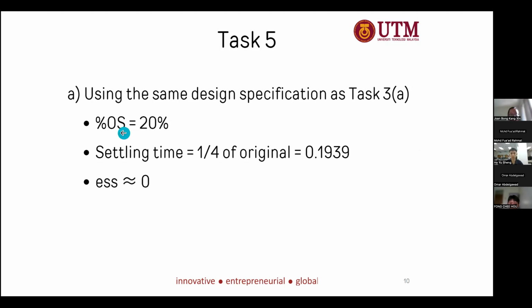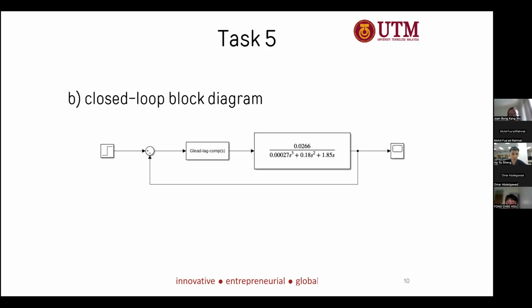Doctor, now I continue with task 5. Task 5 is basically to design a lead-lag compensator. Our design specification is the same as task 3: the overshoot percentage should be reduced to 20%, the settling time will be a quarter of the original, and the steady state error should be 0. Okay, next. This is the closed loop block diagram of the lead-lag compensator system.